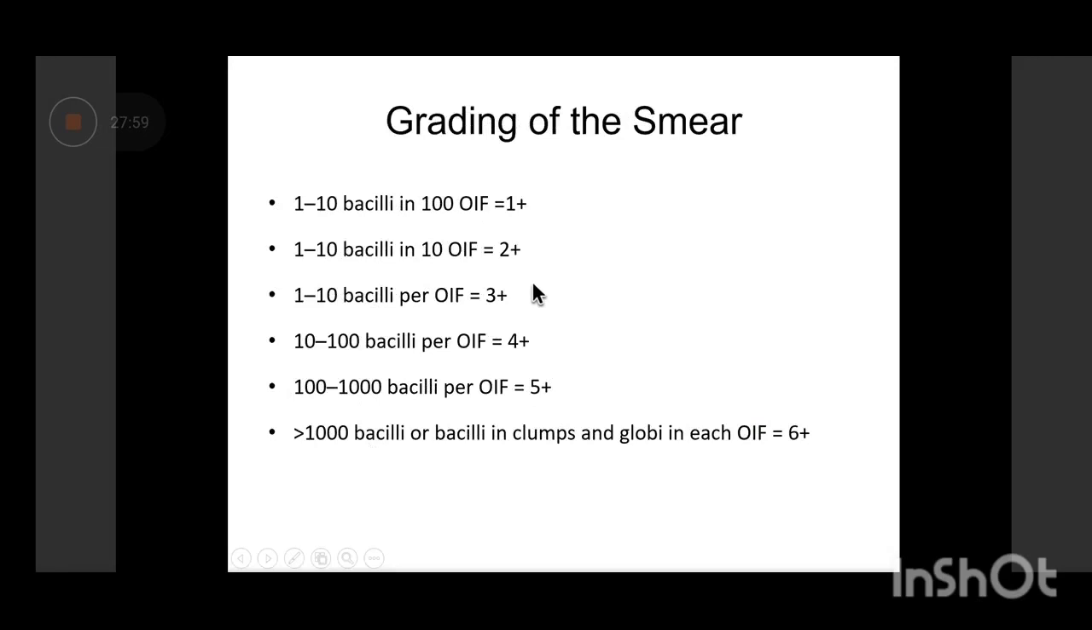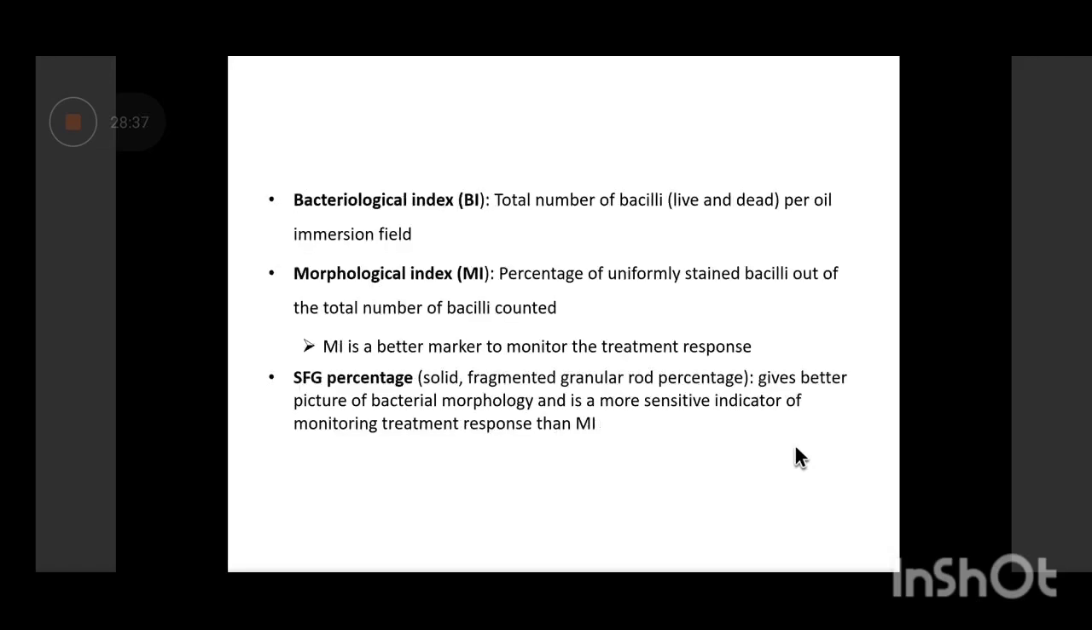There is a grading of the smear in leprosy. If we see 1 to 10 bacilli per 100 oil immersion fields, it is graded 1 plus. Then 1 to 10 bacilli per 10 oil immersion fields is 2 plus, 1 to 10 per oil immersion field is 3 plus, 10 to 100 is 4 plus, 100 to 1000 bacilli is 5 plus, and if we see more than 1000 bacilli arranged in clumps and globi, we give it a 6 plus. So we have this grading of the smear in leprosy, as we have for sputum in Mycobacterium tuberculosis.